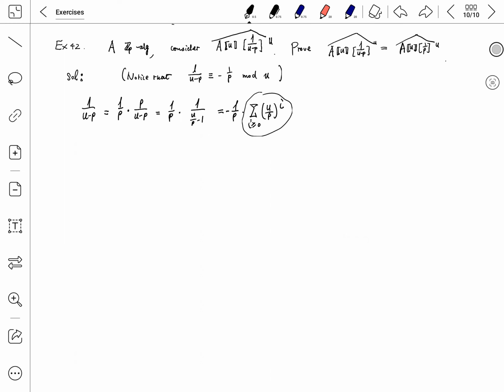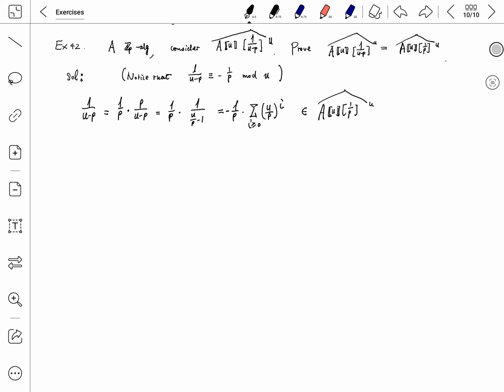So this is obviously an element in the u-adic completion of adding 1 over p, because you're adding those p to the power i in the denominator, so the term 1 over p to the power i, but in return you get those u to the power i. And so this gives you a Cauchy sequence for the u-adic topology, right?